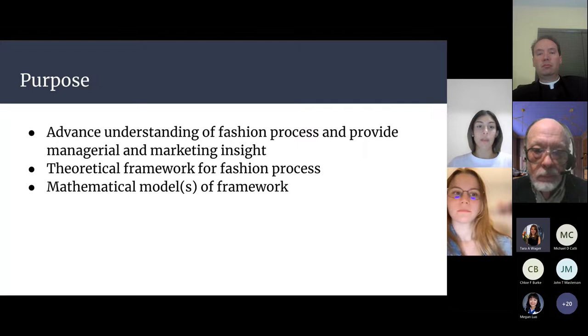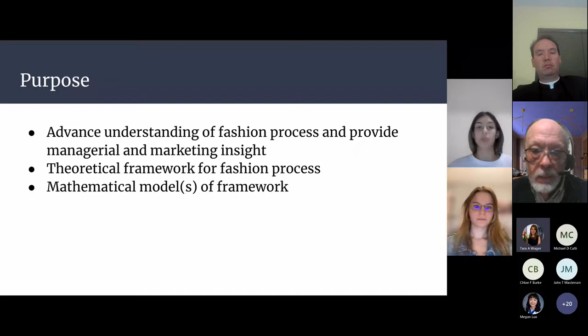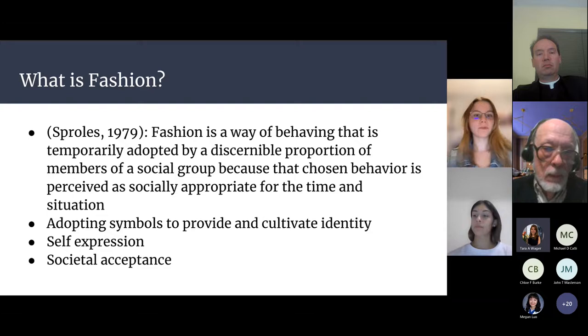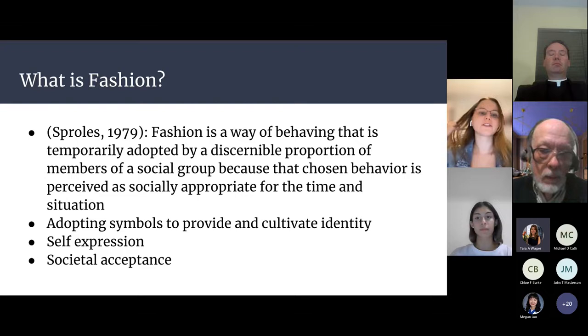So again, this is just our purpose. We're going to be talking about different mathematical models and the theoretical framework for the fashion process. So what is fashion? Fashion is a way of behaving that is temporarily adopted by a discernible proportion of members of a social group because that chosen behavior is perceived as socially appropriate for the time and situation. We're adopting symbols and cultivating identity.